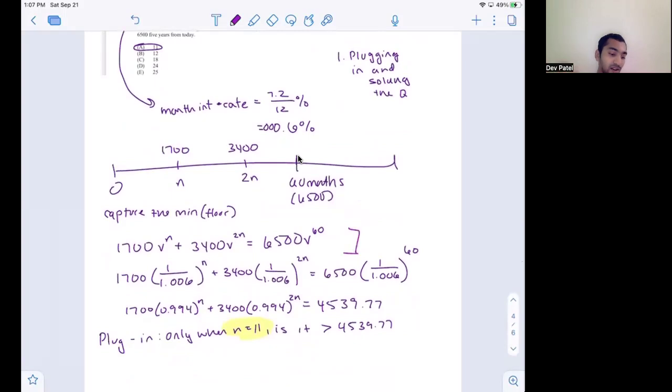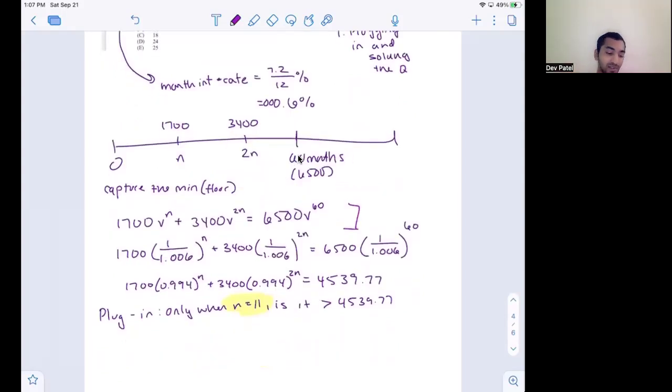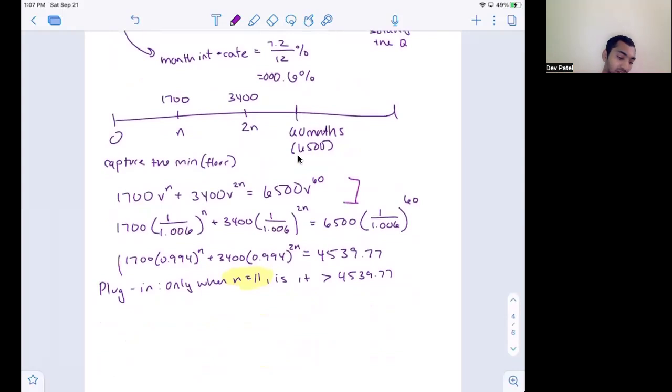So after we set up this equation, we know what v is, but we don't know what n is. We're solving for n, but we're not actually solving for n. So I'll get into that. So this is the final equation.